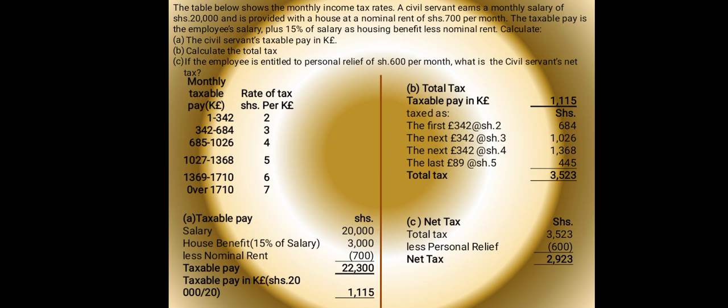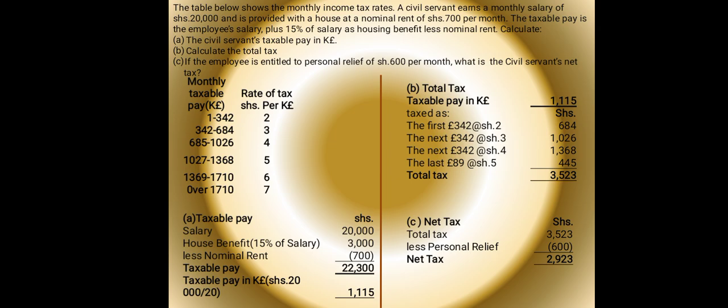Now, table 3, we have the total tax. So for total tax, we start with the taxable pay in Kenyan pounds, and then we tax the pounds. So the first 342 are taxed at 2 shillings, that is 684 as tax. The next 342 pounds are taxed at 3 shillings. The total tax is 1,026 shillings. And the next 342 pounds are taxed at 4 shillings. The tax is 1,368 shillings.